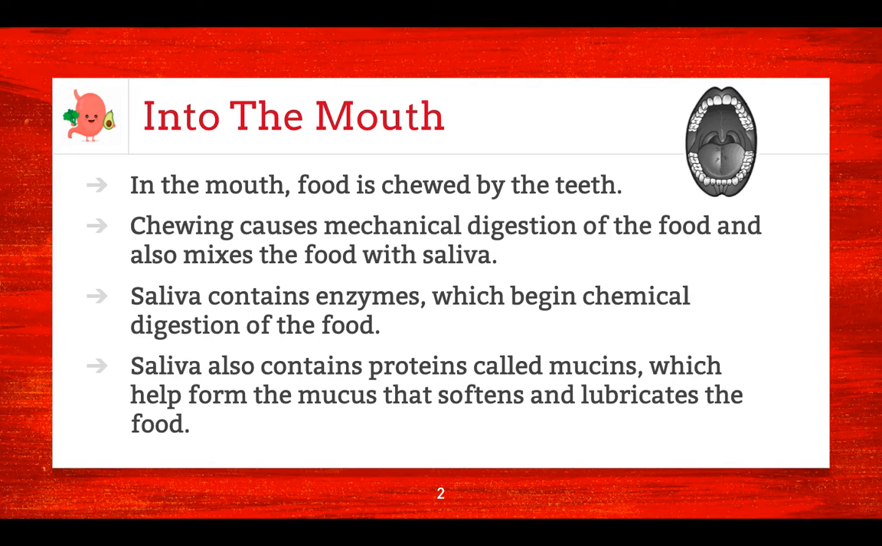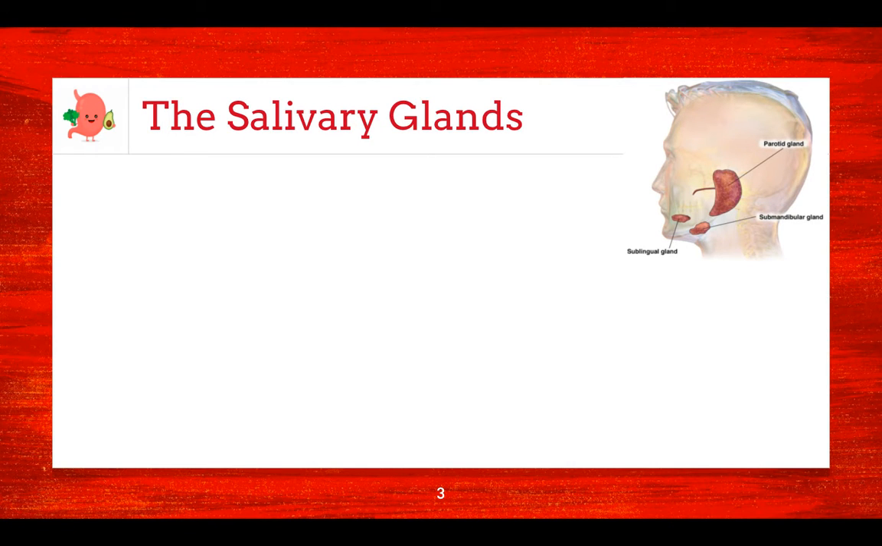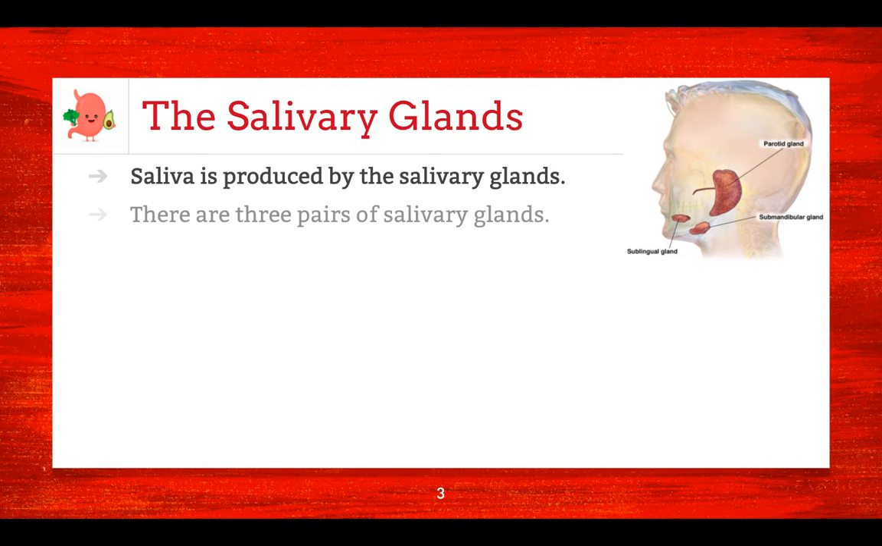And saliva also contains proteins called mucins, which help form the mucus that softens and lubricates the food. So the salivary glands play a very important role here because they are the ones that are making the saliva. And there are 3 pairs of salivary glands.